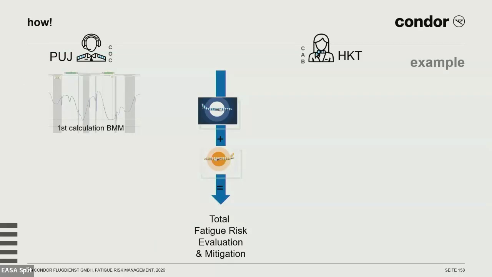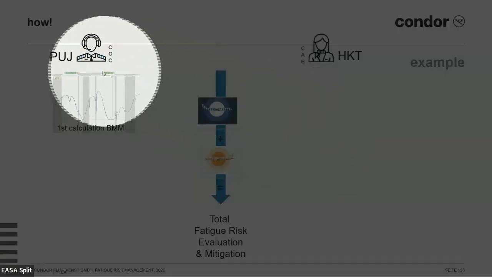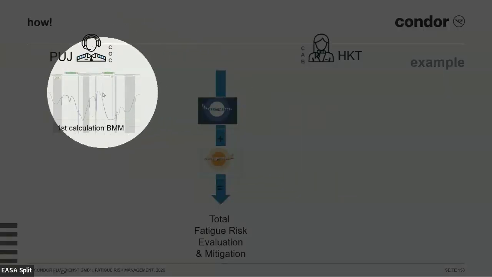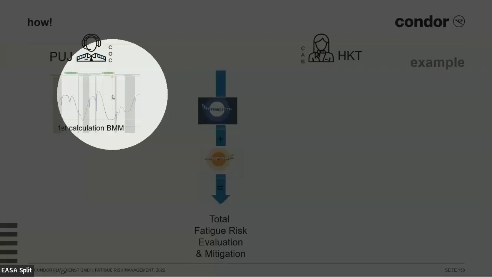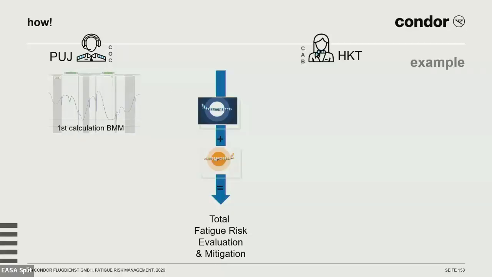For example, we get from a biomathematical model the information about a flight from Frankfurt to Punta Cana. We see what the model is giving us here. It says, okay, it's approaching the threshold. So we are looking closer at it. We want to know, can we accept this risk or not? Do we have to spread it?